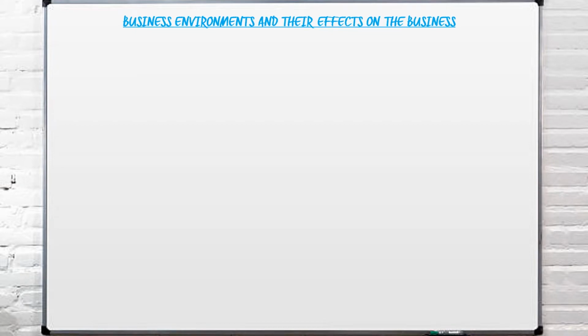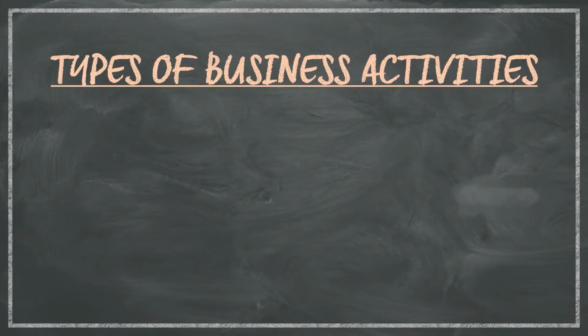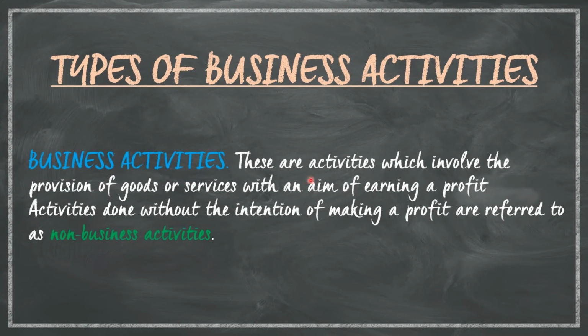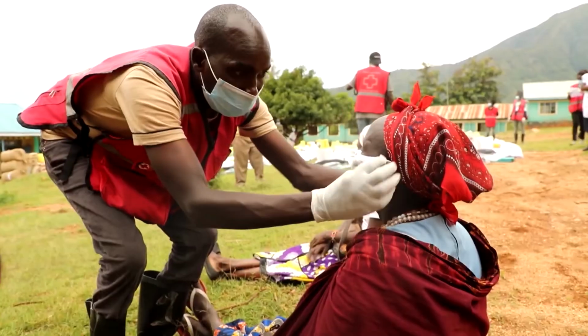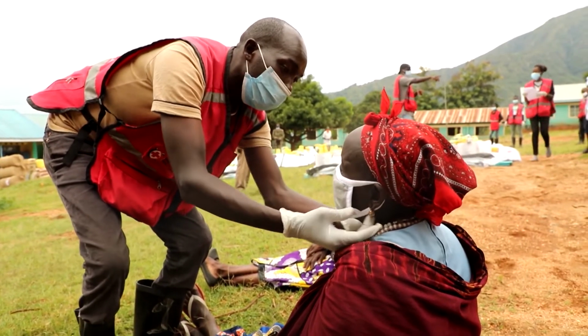On our previous lesson, we had a detailed discussion on the types of business activities that we have. We started with defining business activities, where we say that these are activities which involve the provision of goods or services with an aim of earning a profit. We said that those activities that do not involve profit making are referred to as non-business activities, such as humanitarian based organizations or NGOs that give out charity.